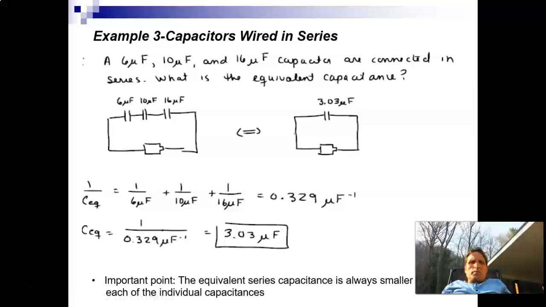Now what's true in this example, and is always true, is that the equivalent capacitance of capacitors in series is always smaller than the smallest of any of the individual ones. So in this case, 6 microfarads was the smallest of the series capacitors, and the equivalent capacitance of 3.03 is less than the smallest. That's always true.